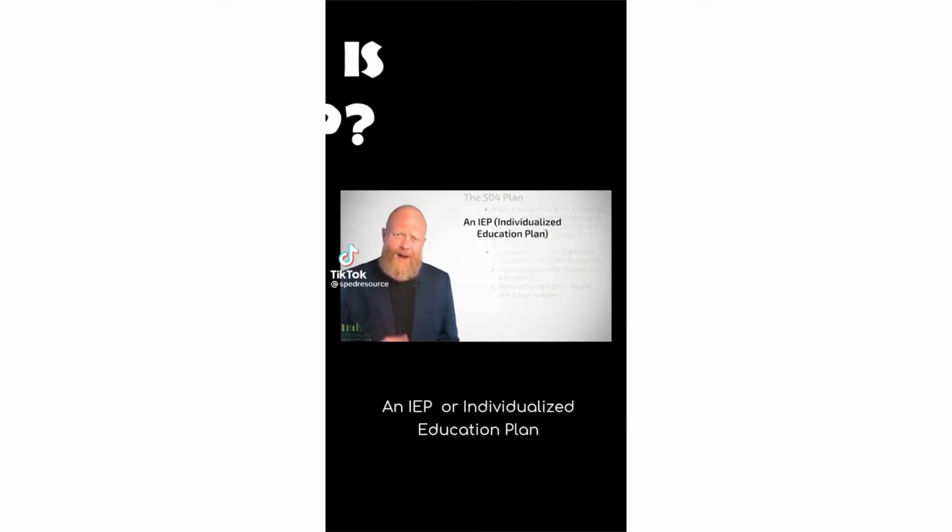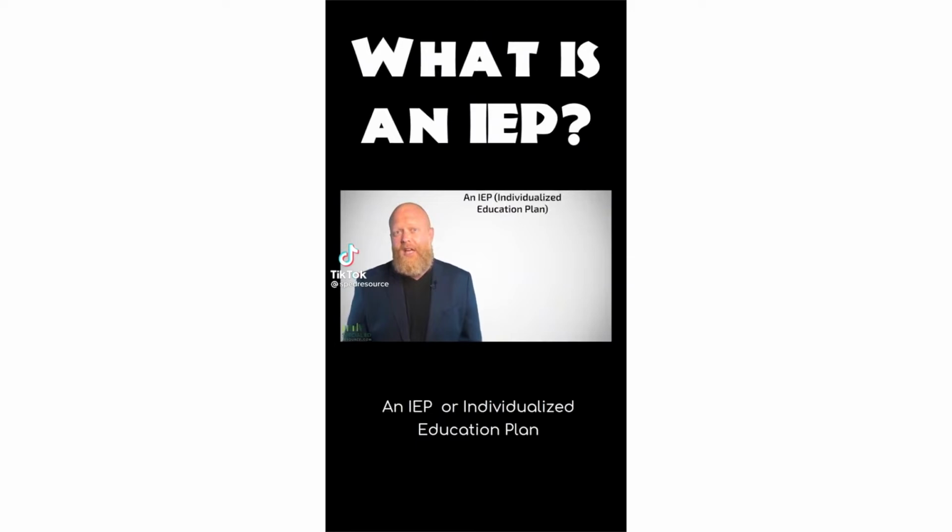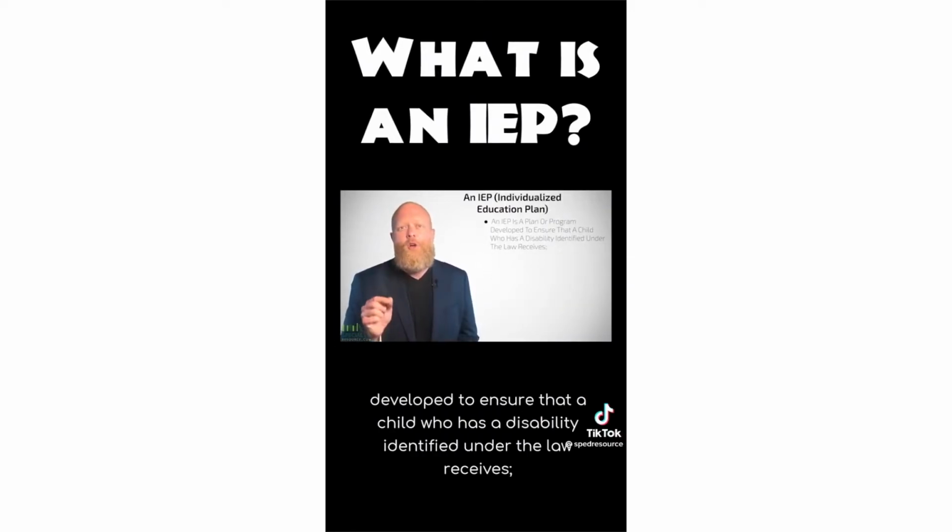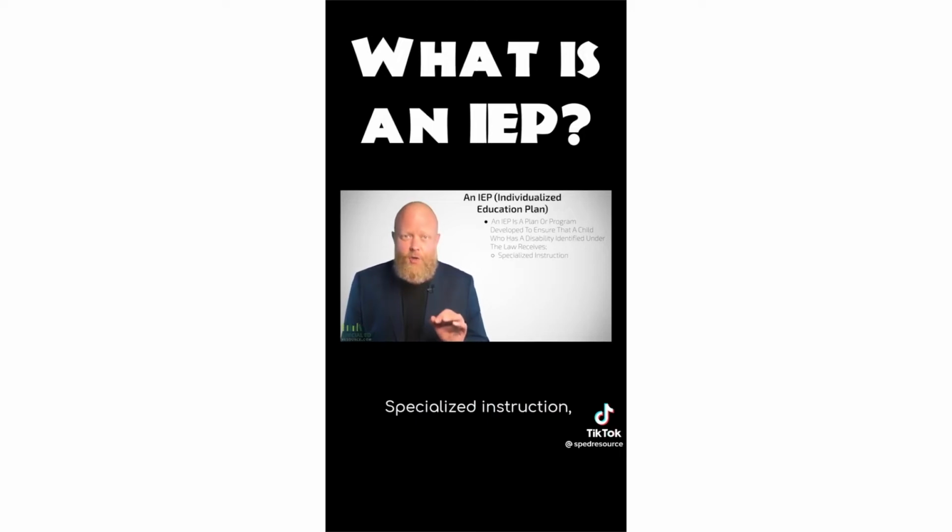The IEP is developed to ensure that a child who has a disability identified under the law receives specialized instruction. So here's an explanation of how that goes. An IEP, or Individualized Education Plan, is a plan or program developed to ensure that a child who has a disability identified under the law receives specialized instruction, accommodations, and other related services.